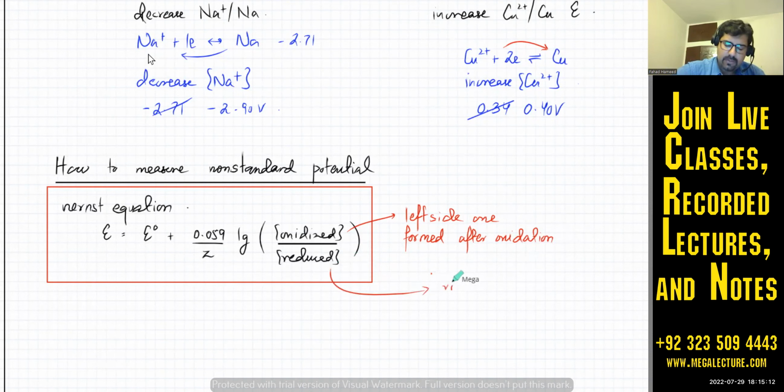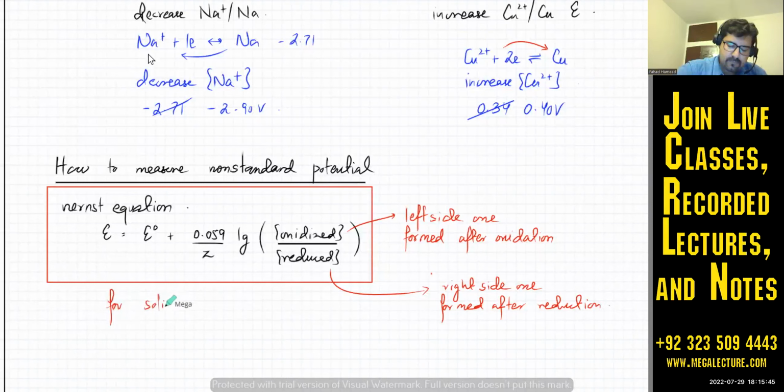And the reduced is the right side one. That is the one that is formed after reduction. You wouldn't get a question on gases. For solids, remember the concentration is always taken as 1. Solids have a constant concentration.